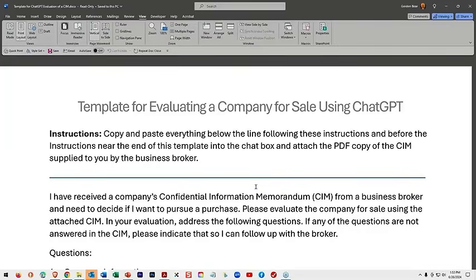That's about it. You took a CIM PDF file that the broker sent you. You uploaded it to ChatGPT. You copy and paste this particular tool that we just gave you. You put that into the chat box. You hit the send button, and that's it. Now everything is in your hands, organized in a way that you can effectively use it to evaluate the company.